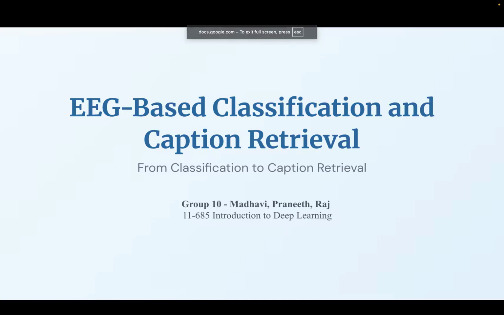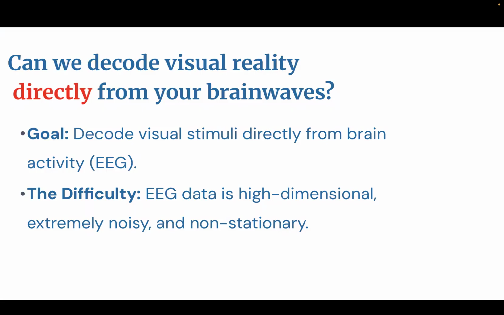Hello everyone, we are Group 10 and we are here to discuss our project, EEG-based classification and caption retrieval. The goal was to decode visual reality directly from the brain waves, and the difficulty was huge because EEG data is high dimensional, extremely noisy and non-stationary.